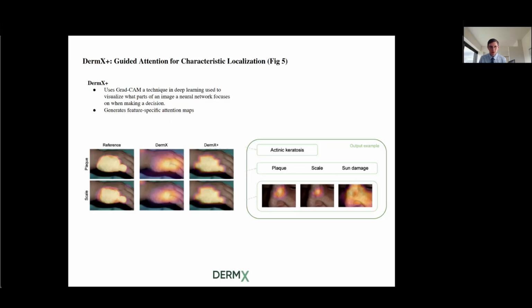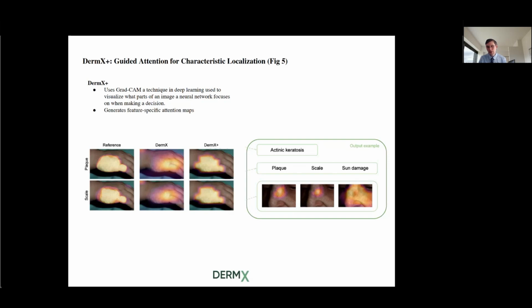And really the only meaningful difference is that you can have this heat map to see where the model is identifying the area that's driving the prediction. So it uses a technique called Grad-CAM. In Grad-CAM, on the bottom right here, you see a picture of it. It is a heat map used in deep learning to visualize what parts of the image a neural network focuses on when it's making a decision. It generates a feature-specific attention map. So just like we said on the right-hand side, you can see it for each one of the specific characteristics.